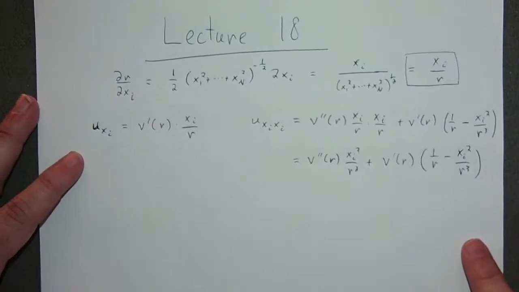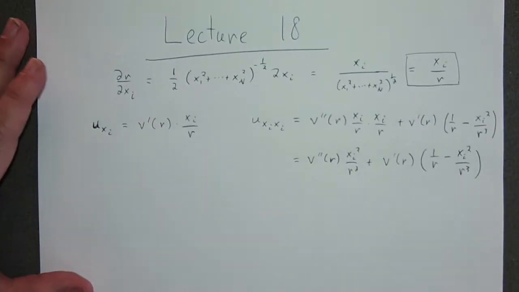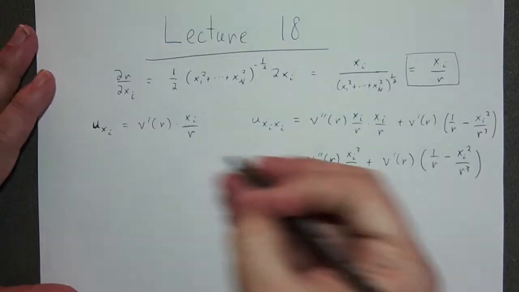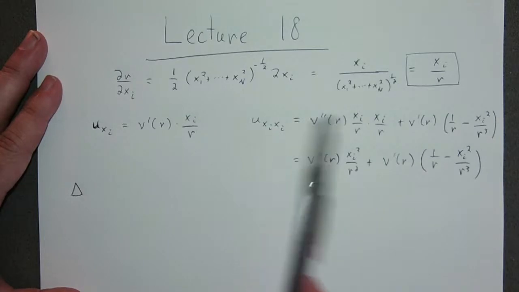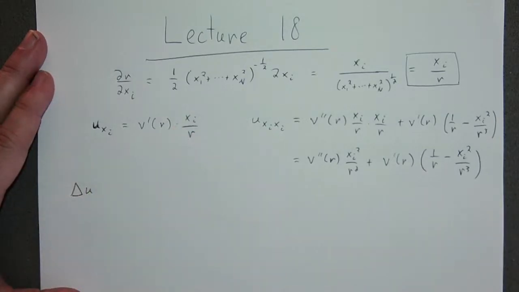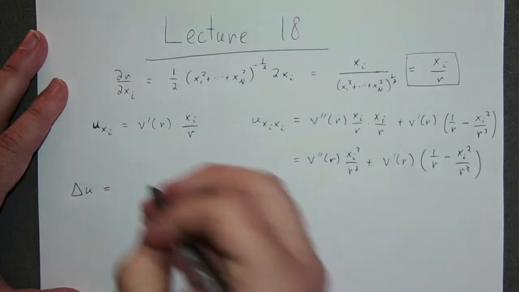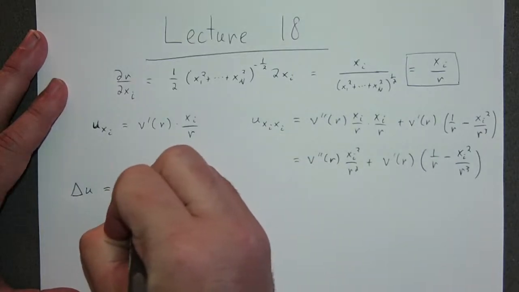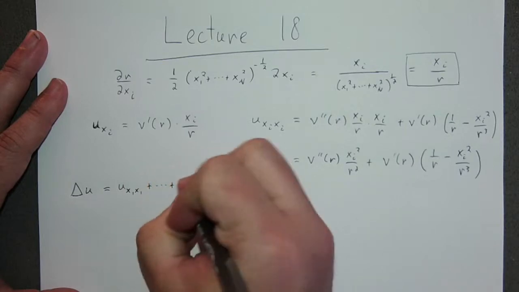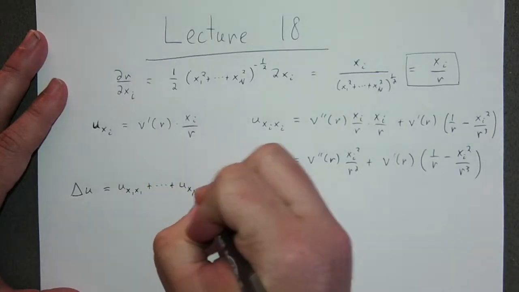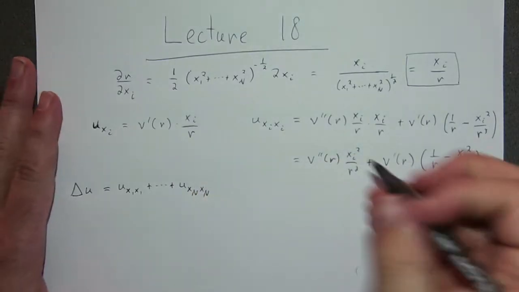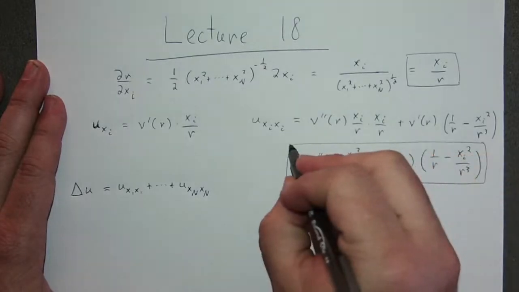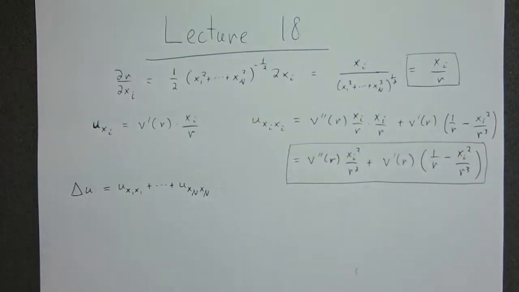Okay. So if this is what u sub xi is, then the Laplacian of u, of course, is the sum of each of these things, all the way to n. So I want to sum this expression from i equals 1 to n. What do I get if I do that?